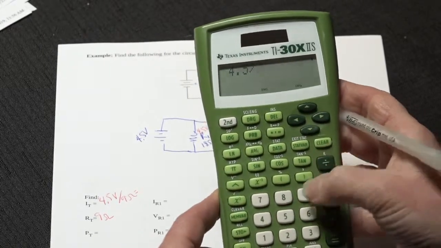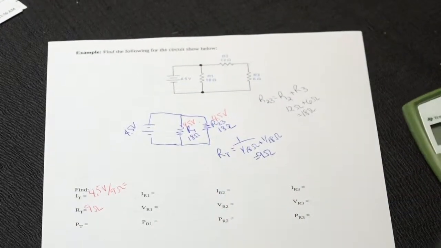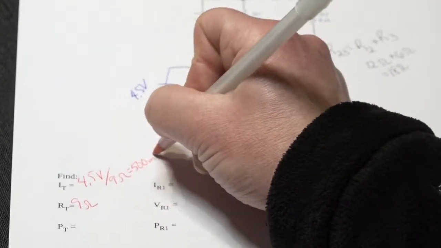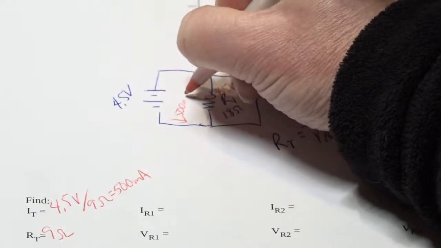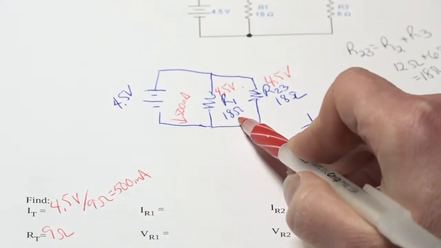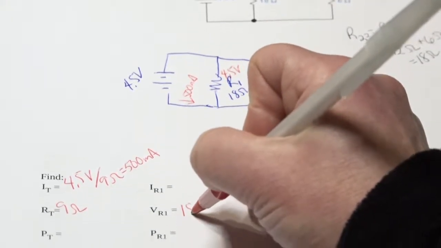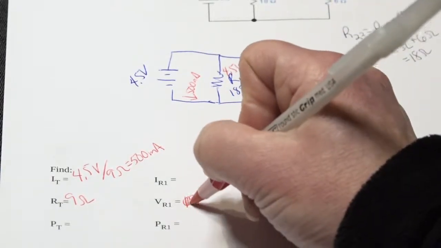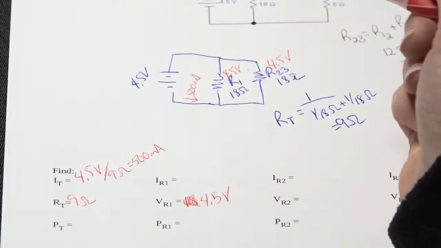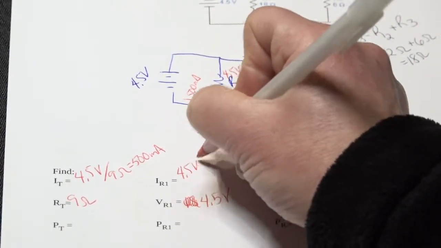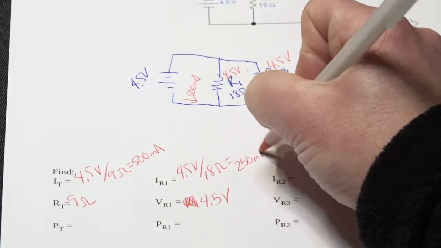4.5 divided by 9 gives us 500 milliamps. So 500 milliamps, and I'm going to go ahead and draw that right on here. So we got 500 milliamps here. We know that our R1 is sitting here all by its little lonesome. So we've got 4.5 volts here. And our 4.5 volts divided by 18 ohms gives us 250 milliamps.